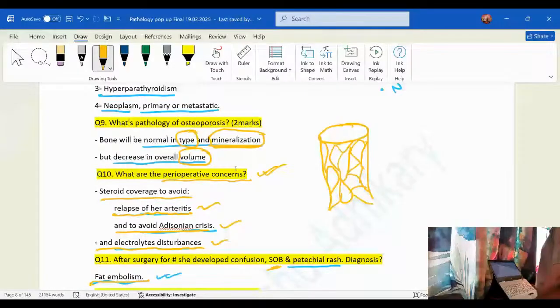Perioperative concern: steroid coverage is needed to avoid relapse of the disease, to avoid an Addisonian crisis, and to avoid electrolyte disturbance.